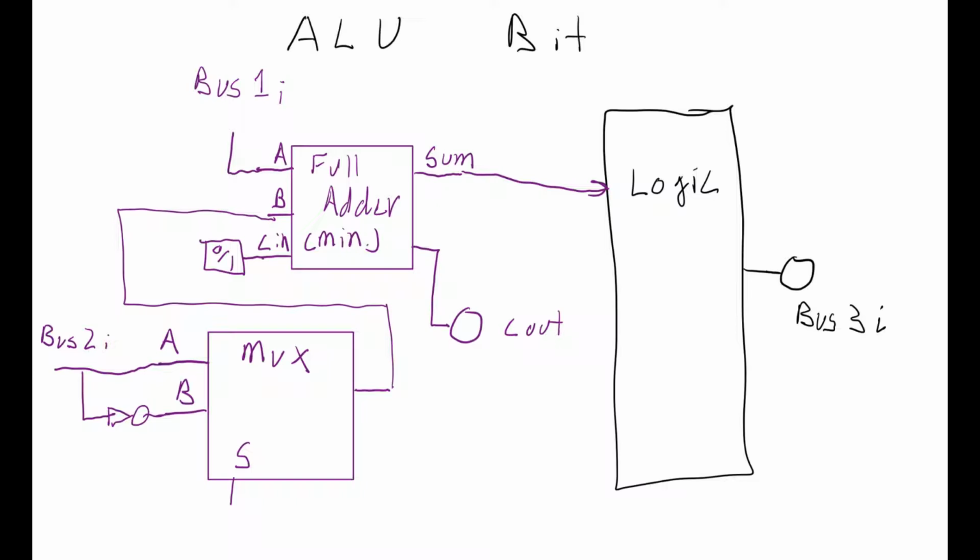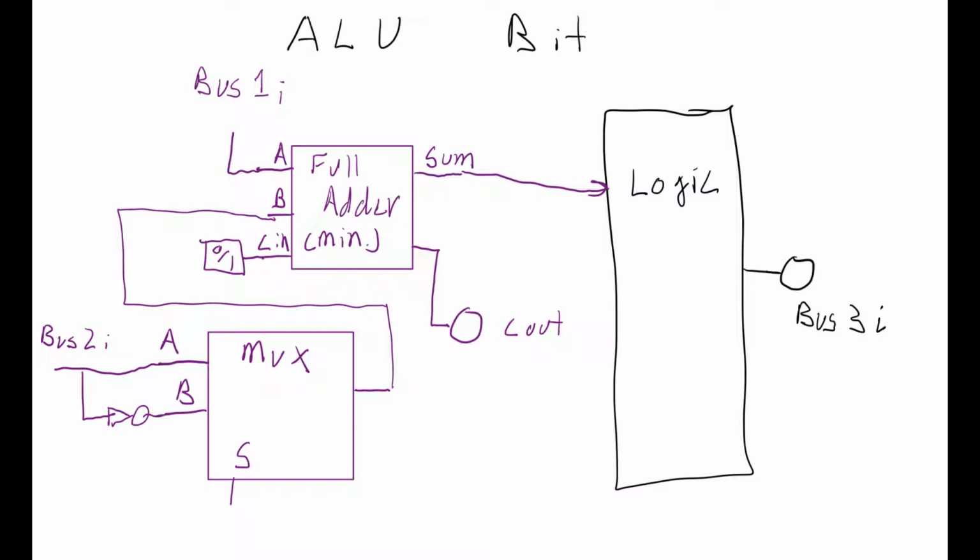And we can use fewer gates if we configure this adder so that when we want to add, it will add bus 1 and bus 2 together. And when we want to subtract, it'll subtract bus 2 from bus 1. And when we want to take the 2's complement, it'll take the 2's complement of bus 2. So by default, we want this to add.